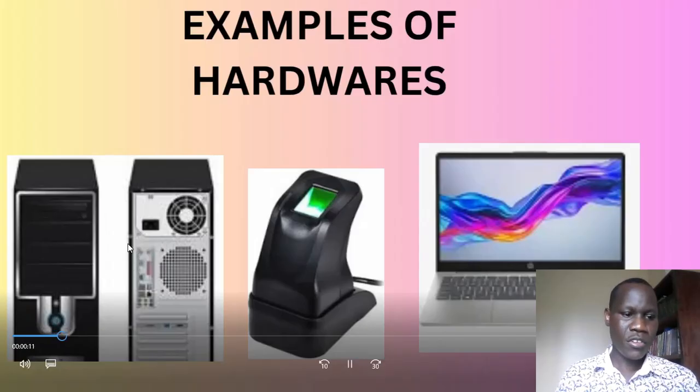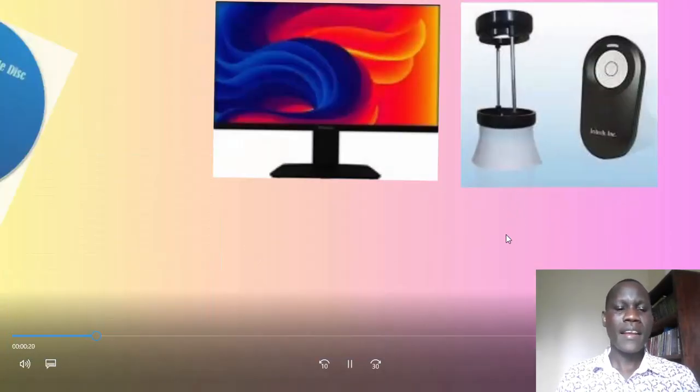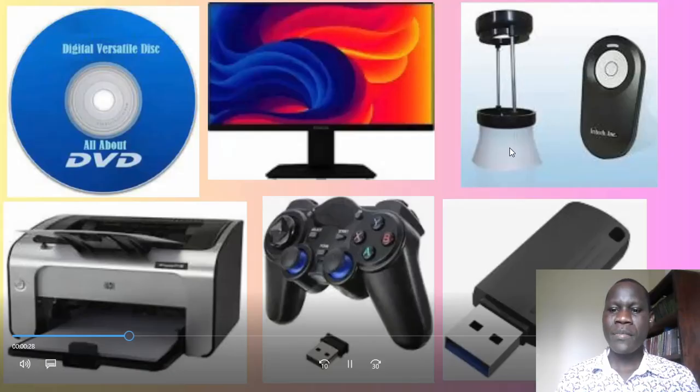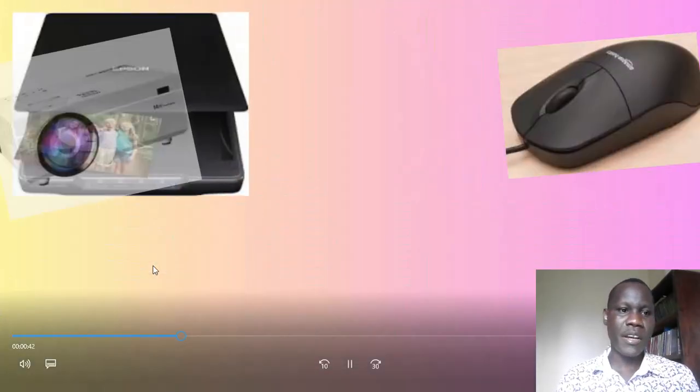The first example is what we call the central processing unit. This is a fingerprint scanner. This one is what we call a computer laptop. Another example of computer hardware, we have compact disc, we have computer monitor, we have iris scanner, we have flash disk, we have game pad, we have printer. So printer is also one of the examples of computer hardware.